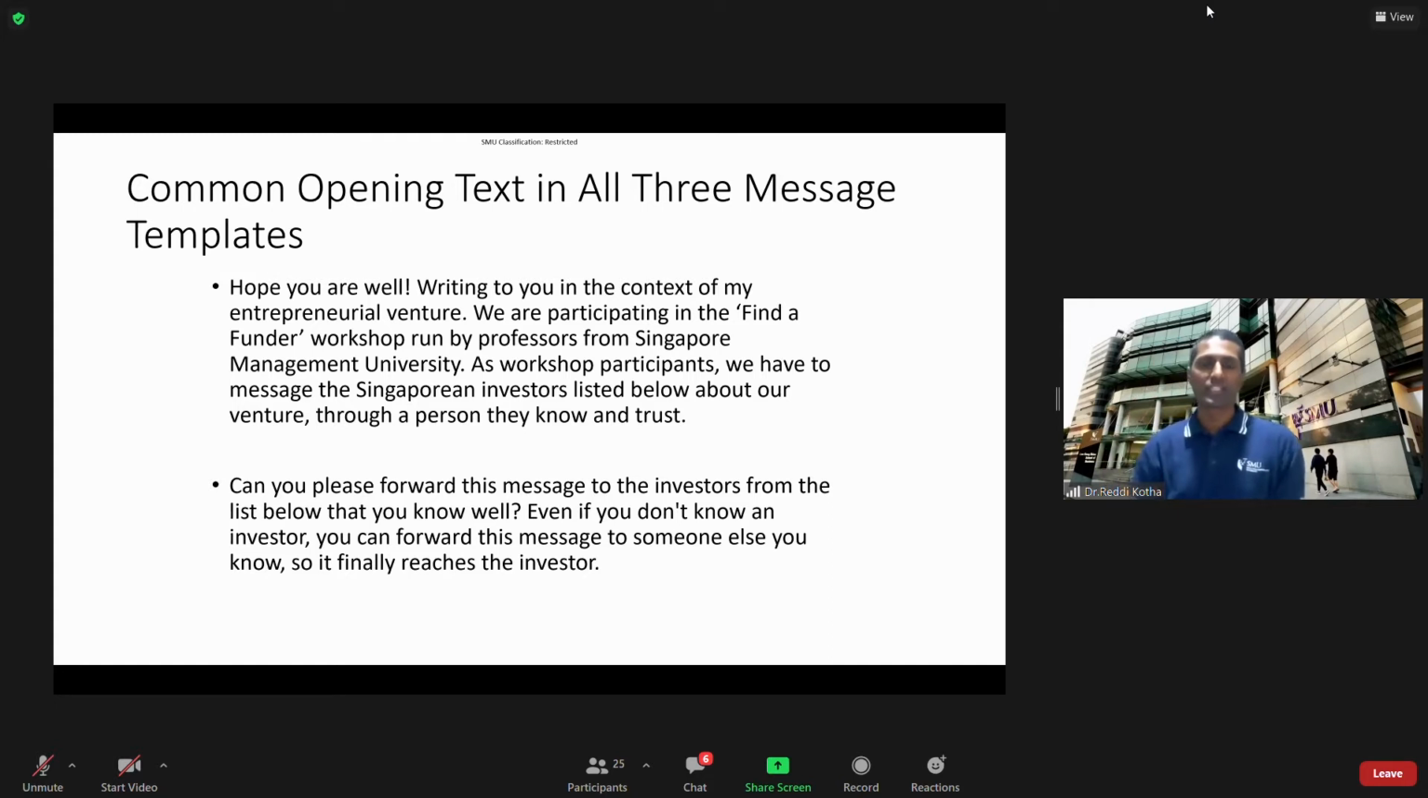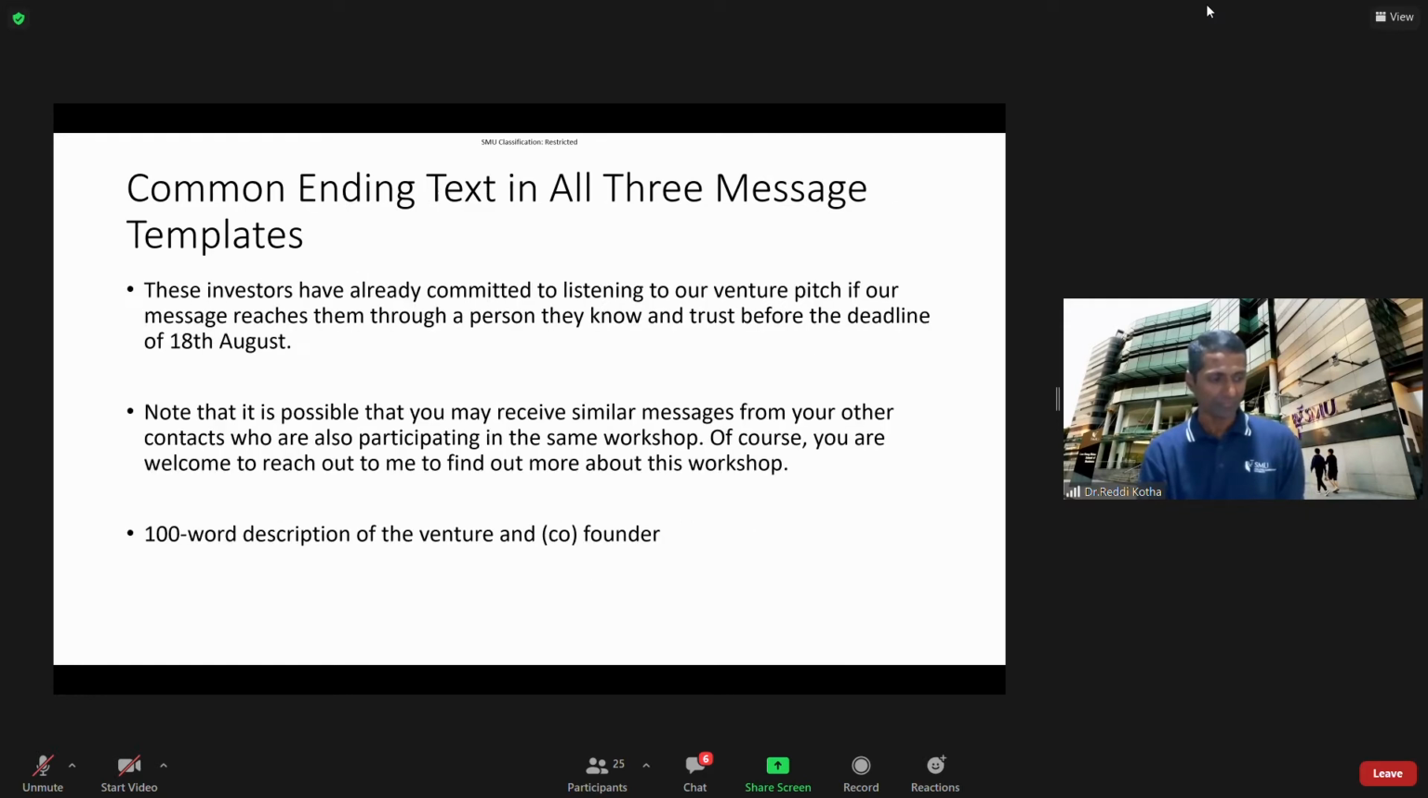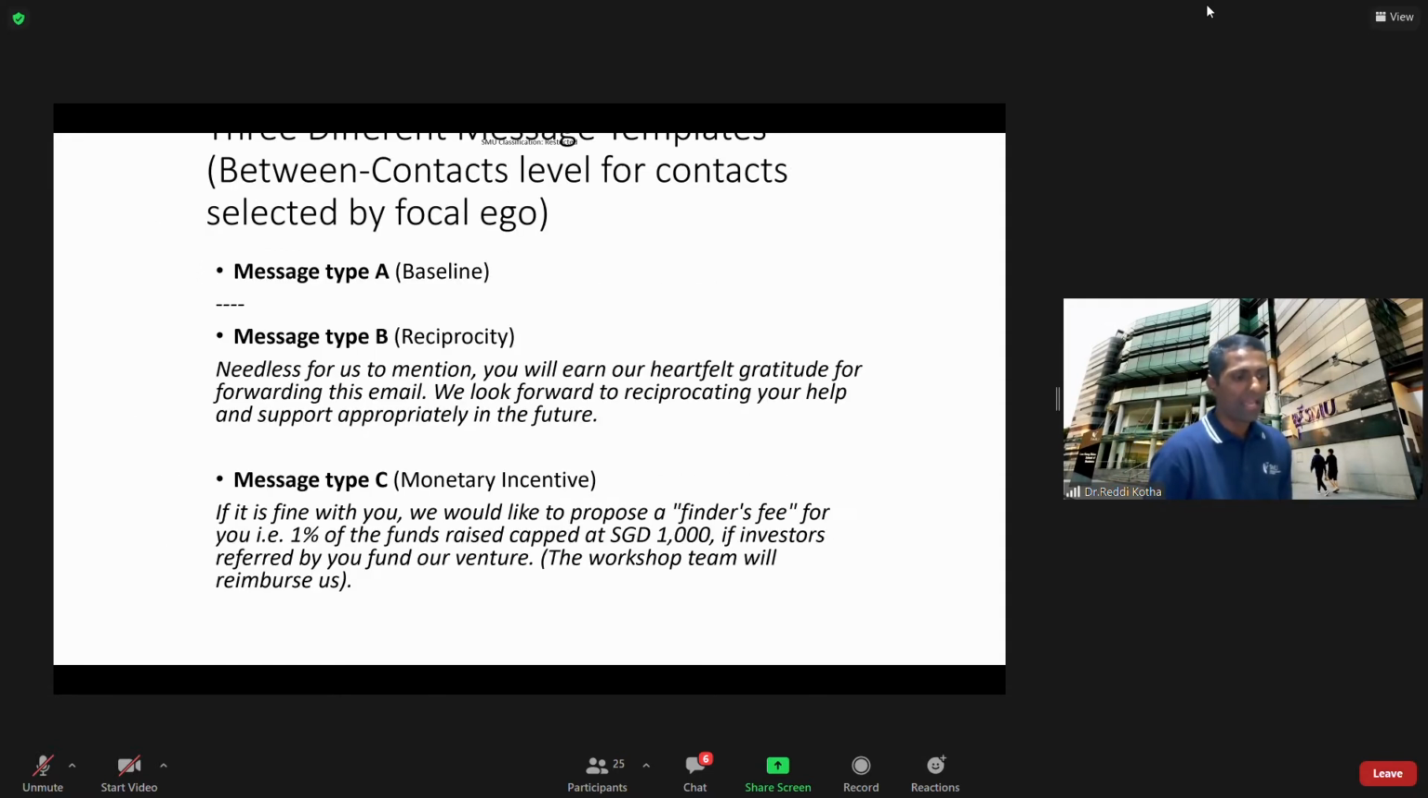They all had to send the standard message. The standard message was to the contact, and every contact got the same standard message: you are well placed, you can forward this message to the investors. Even if you don't know the investor, forward it to somebody who might know. This was the standard message. And the common message had the 100-word description of the venture and the entrepreneur. And then we randomly assigned some of the contacts to get just the facts, the baseline message.